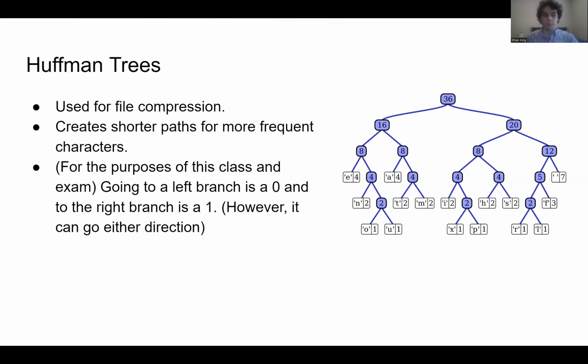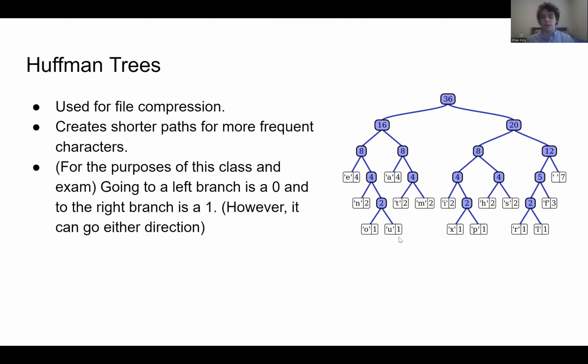So what are Huffman trees? Huffman trees are used for file compression and it allows us to take a string of characters and compress it into a smaller space than if we were to just represent it using, let's just say, the ASCII values. What it does is it's going to create a shorter path from this root node for things that are more frequent. So if we look at this example here, we've got these fours and this seven higher up in this tree than these ones that only appear once.